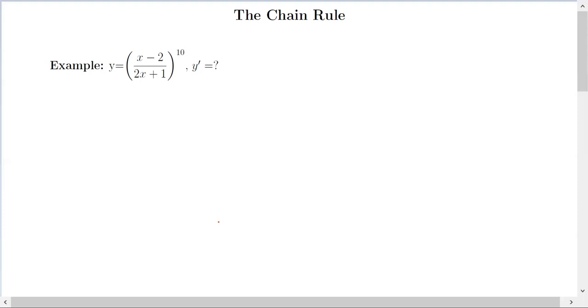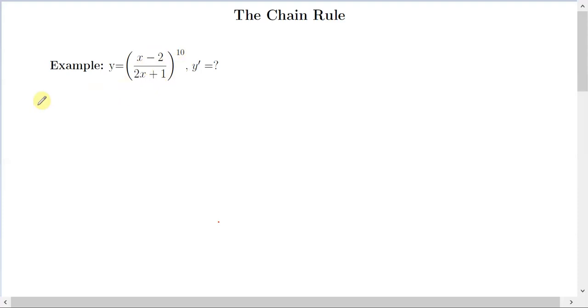Now we'll look at a couple of examples of using the chain rule in conjunction with some of our other rules. What I'm looking at here is an outside function, blank to the 10th power. So the power function x to the 10th is the outside function. And then I see an inside function that involves a quotient, which means I'm going to have to use the quotient rule somewhere in this process.